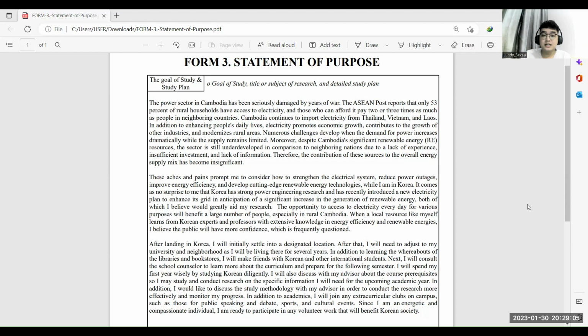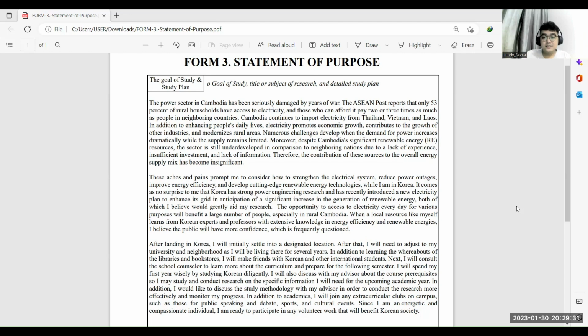The first one asked us to write about the goal of study and study plan. So basically, it's the goal of study, the title, subject of research, and a detailed study plan. And as I kept reading my statement of purpose a few times, I learned that there are a few flaws which I could have improved back then.